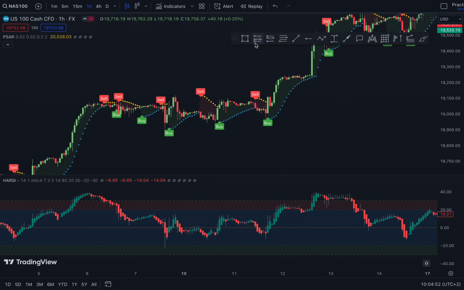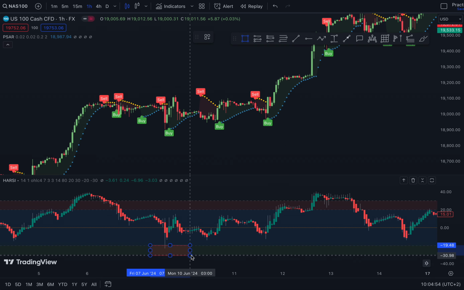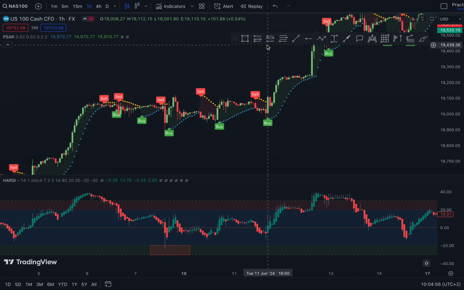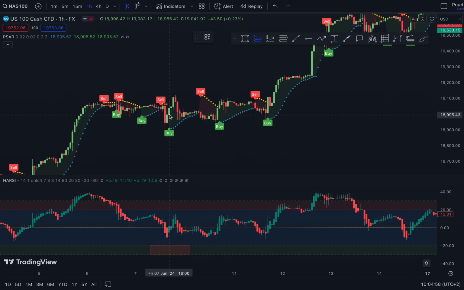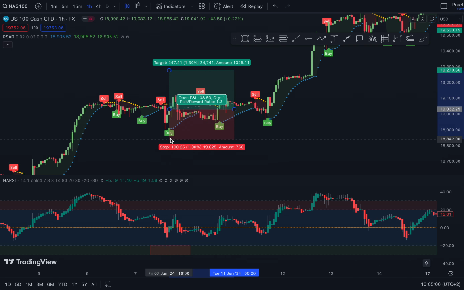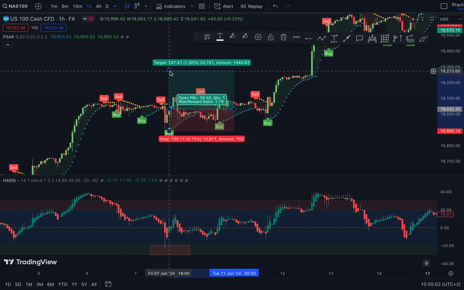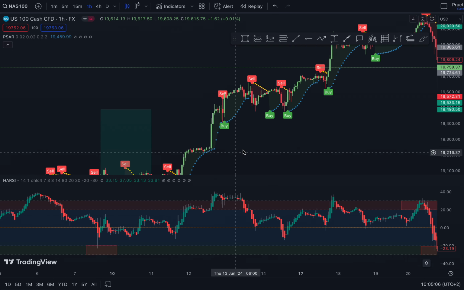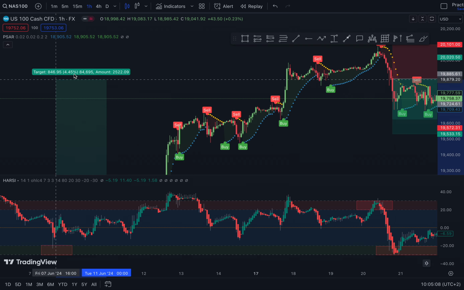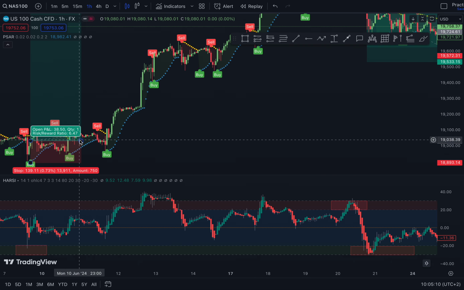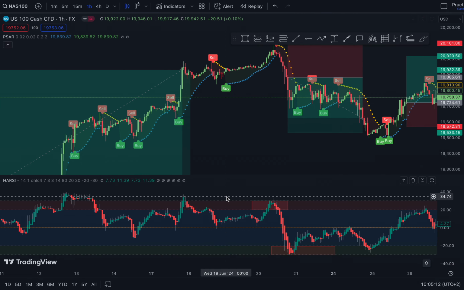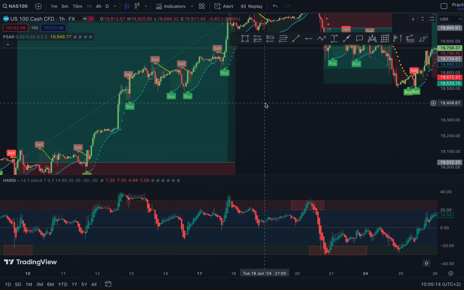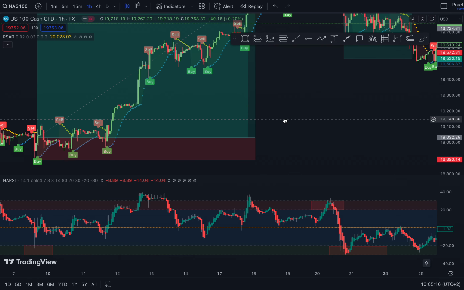So okay, cool. We had a nice oversold here, and we had a nice buy signal. As you can see, stop loss right here, and the trend indeed was a very huge trend. All right, let's keep it going.